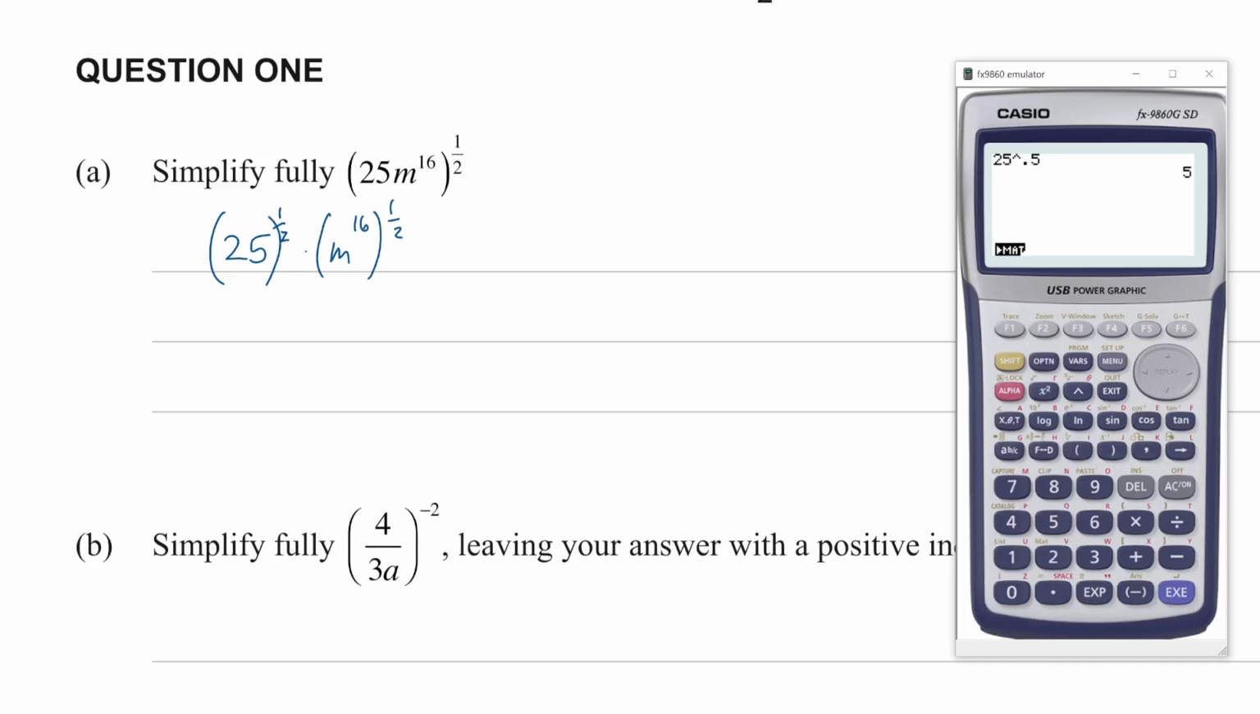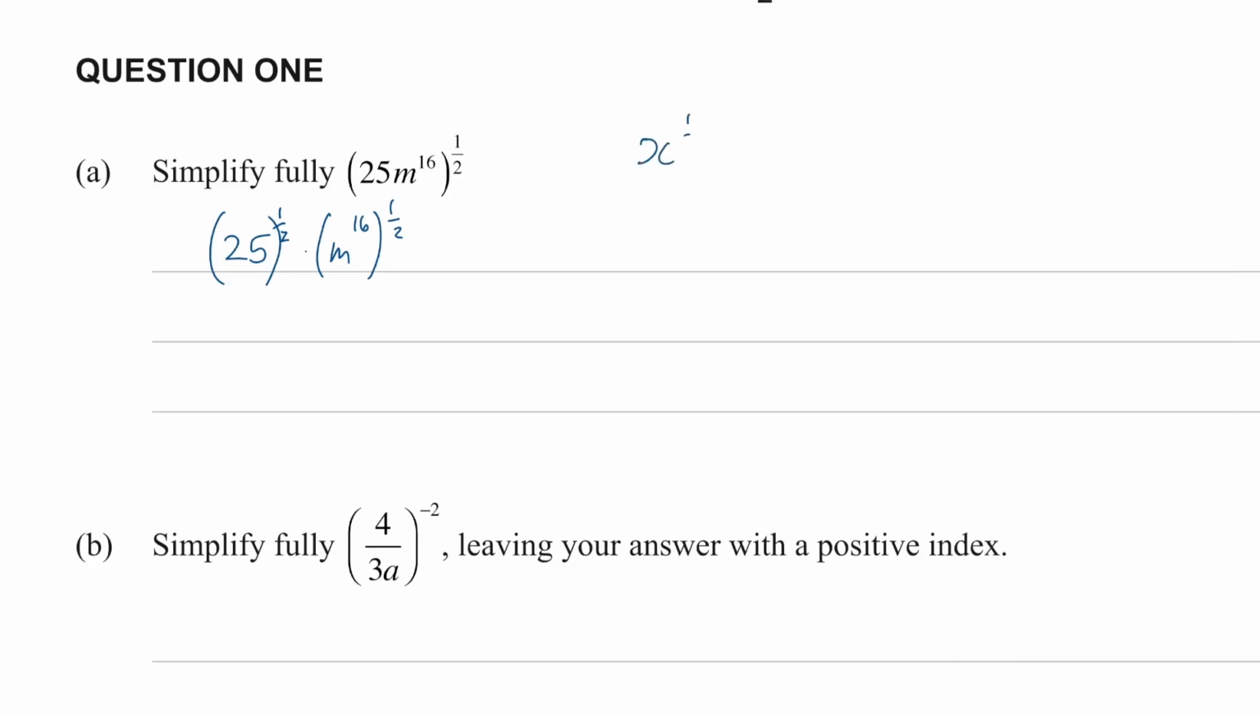So to the power of a half is actually the same as the square root, right? So these are equivalent expressions, just different notation. So we can write 25 to the power of a half as 5. And now m to the power of 16, all to the power of a half. We use the rule powers of powers, where we multiply.